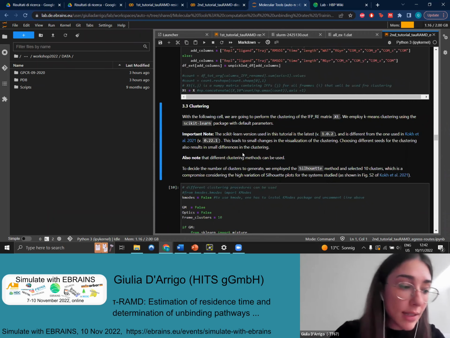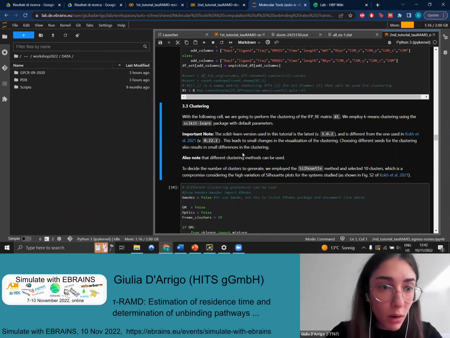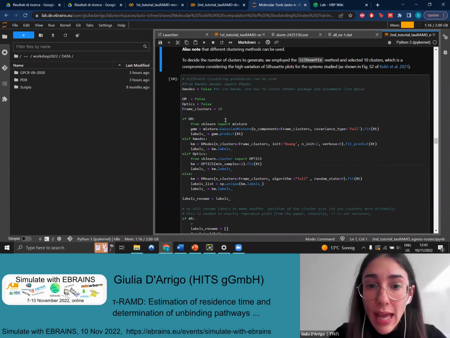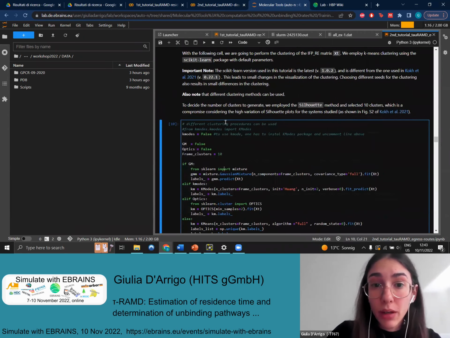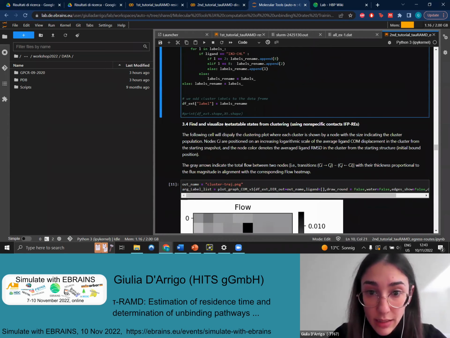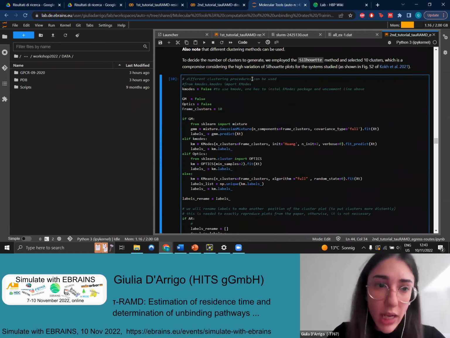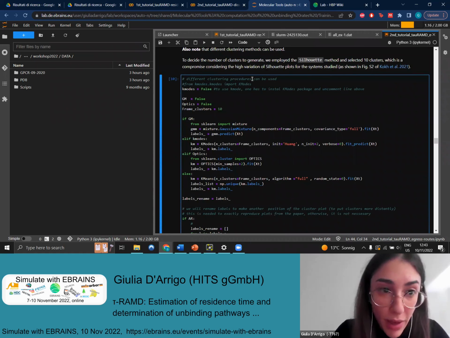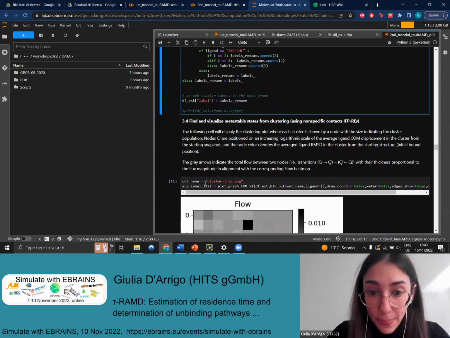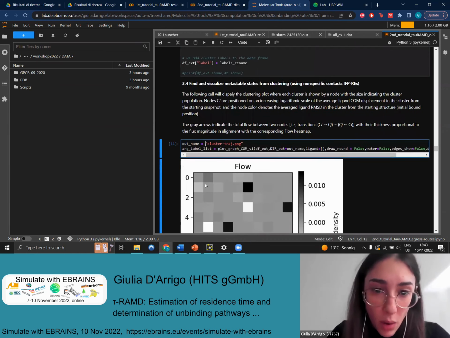Of course, before performing the clustering, we need to know the optimal number of clusters that is suitable for our system. I didn't put it here because it's quite a long calculation, but we have chosen a number of 10 clusters for the system, and we are performing a k-means clustering analysis. This is where you say what type of clustering method you want to use. Of course, you can use different methods, and so on. And this is where we actually perform our clustering.